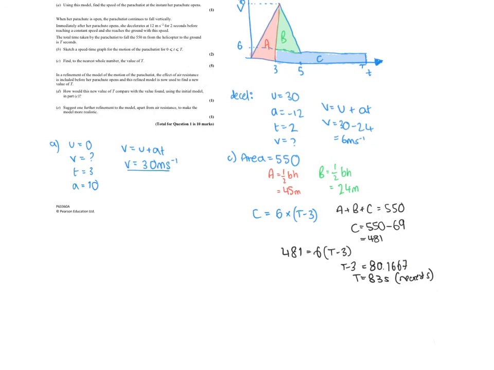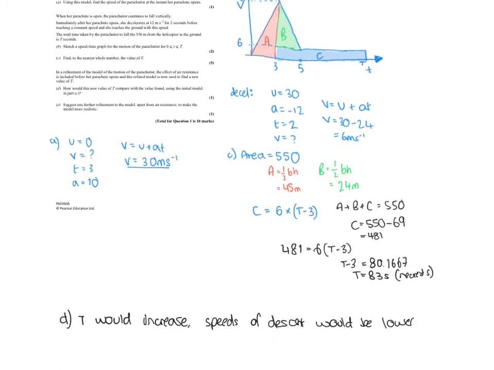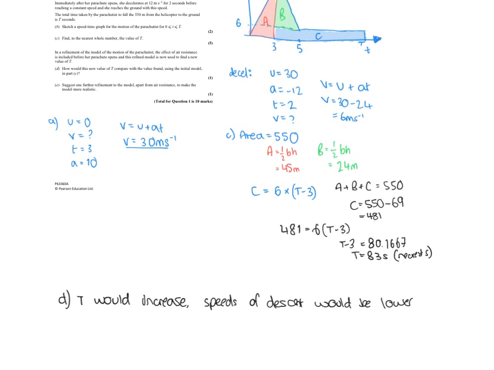In a refinement of the model, we include air resistance. So what happens? Well, basically that means that all downwards motion is going to be slowed down. So initial acceleration would be less than 10, because the air resistance would slow it down. The deceleration would be more dramatic. The constant speed would be slower. Okay, so the overall time taken to reach the ground would be longer because all speeds of descent would be lower.